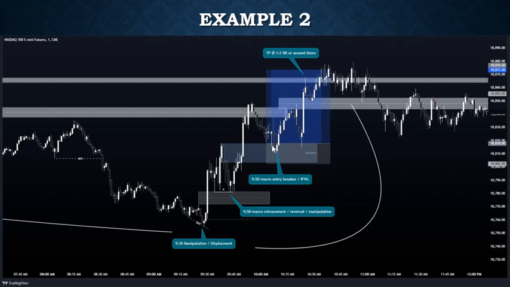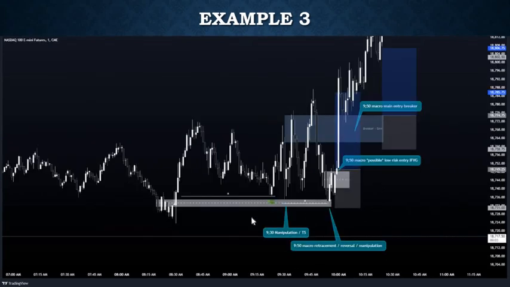Open of the breaker, entry at the open of the breaker, stops below the counter close of the breaker, targeting a 1 to 2, or targeting some type of level of liquidity, so basically buy side. So this would be another example of the model here.